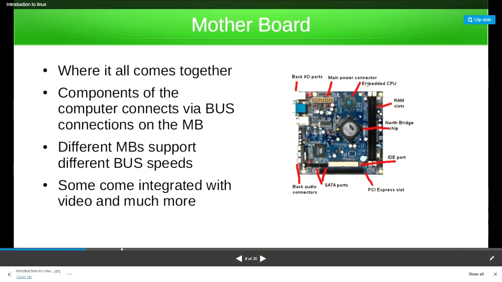If you see the motherboard, you can see here the back input output port, the main power connector, the embedded CPU. Then the RAM slots, which, as I told you a while ago, we have a unit in Cisco that uses these. The North Bridge chip, we also use this. And the IDE ports, the PCI Express slot, the SATA port, and the back audio connector. This is the main board.